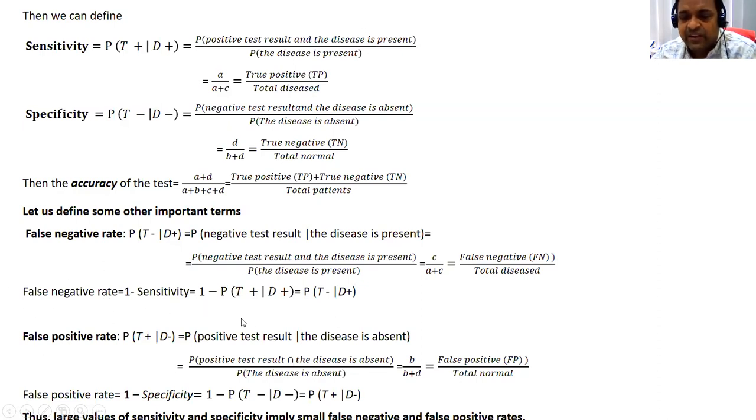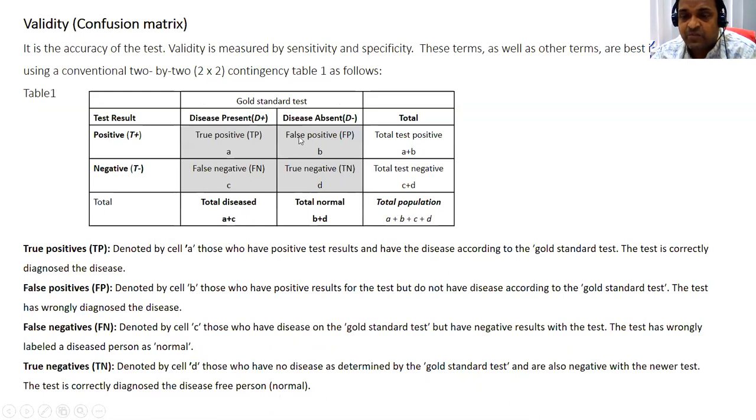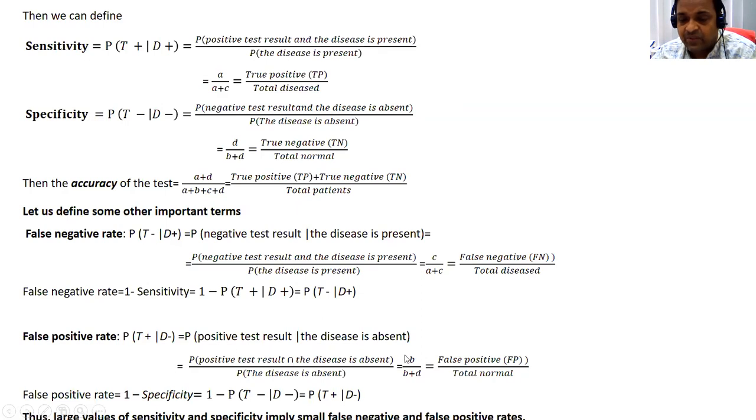Similarly, you can get the false positive result. False negative is the negative test result when the disease is actually present, and false positive is the positive test result by the lab test when the disease is actually absent. That is the other type of error made in the lab test. So it is the positive test result with the disease absent. If you go to cell B, that is the false positive, the positive result when the disease is absent.